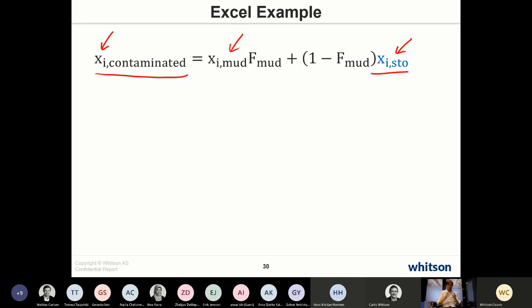But one thing is that we can get the mud composition from the service companies, so we know that one. We can measure this with the different procedures that Bilal just talked about. We want to get this guy right here. But in general, we don't know exactly what this mud contamination FG is. So essentially the mud mole fraction. That's what this is.